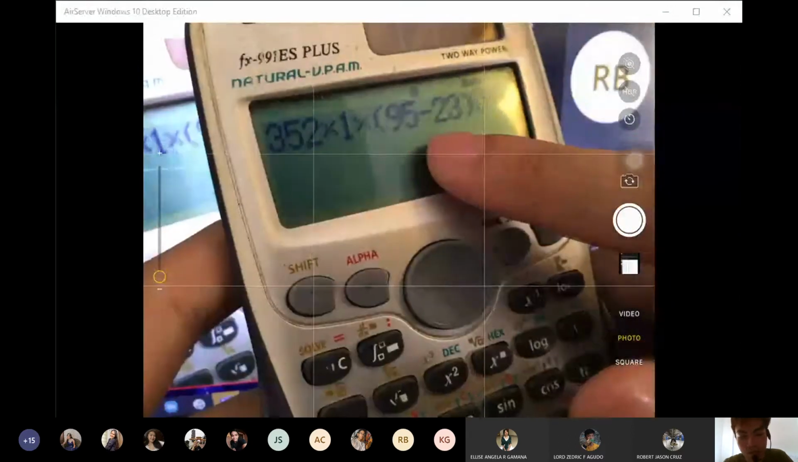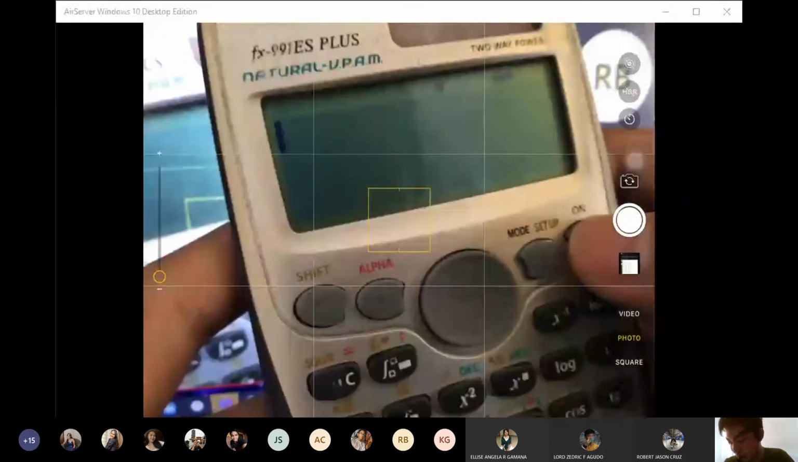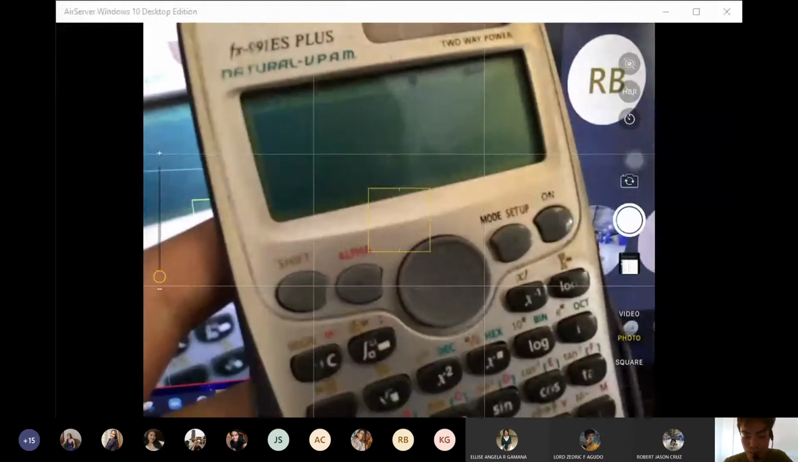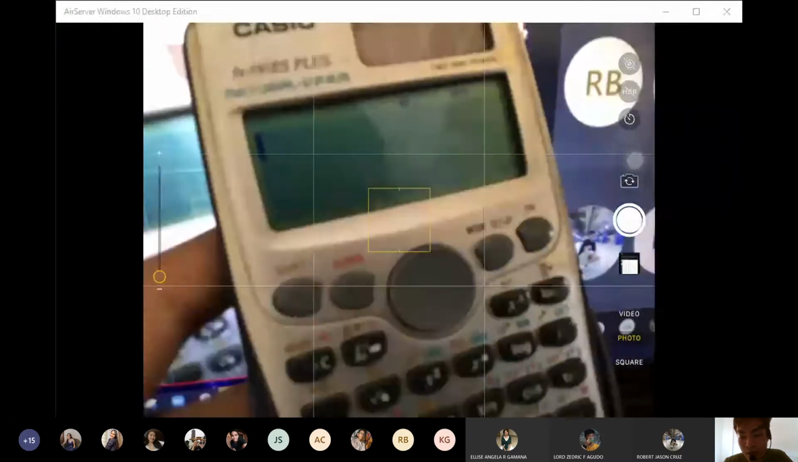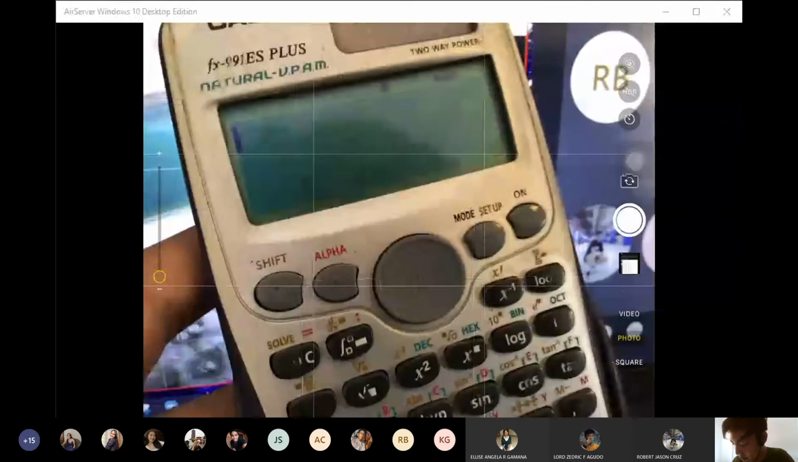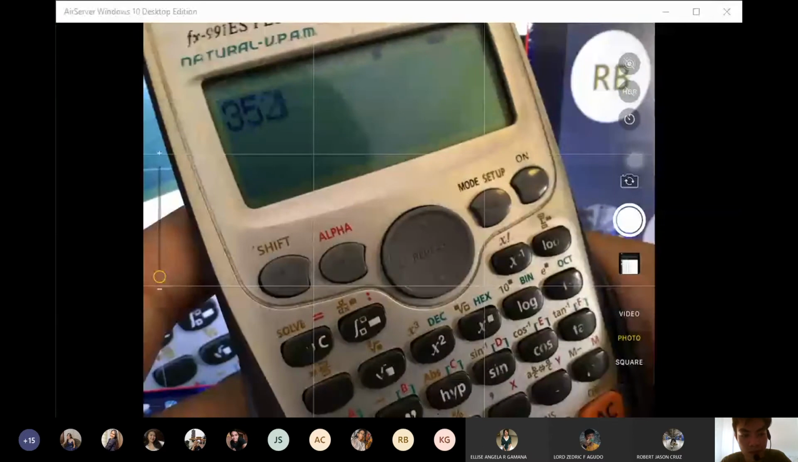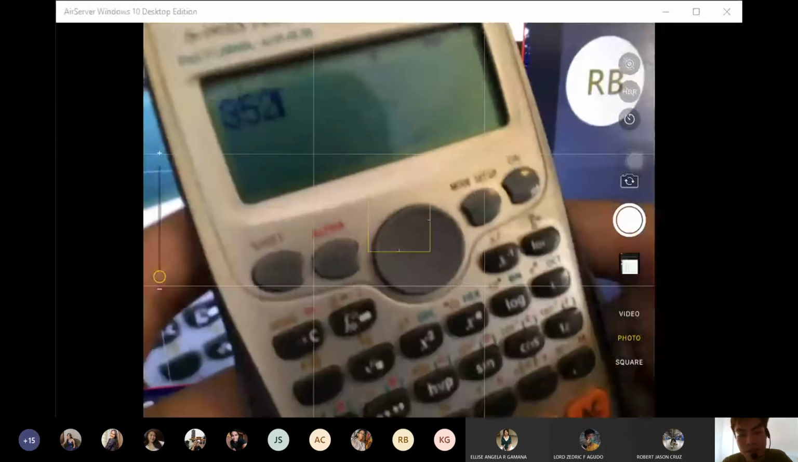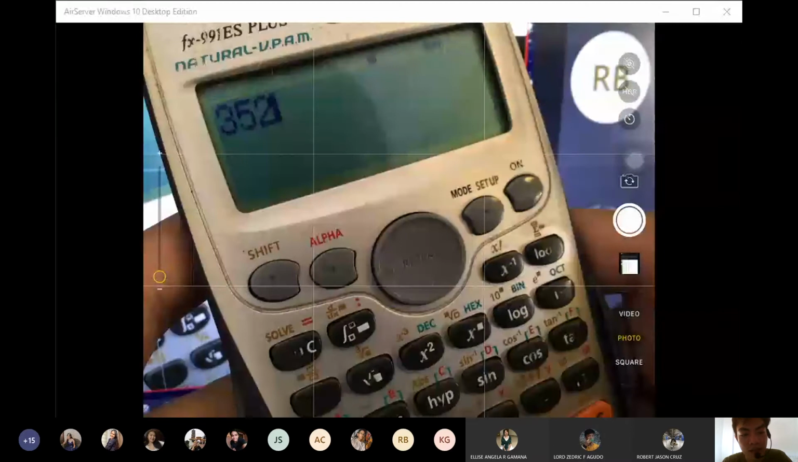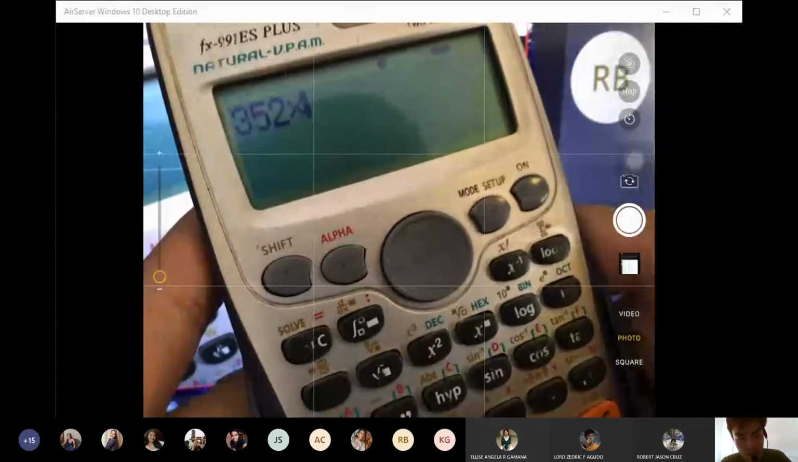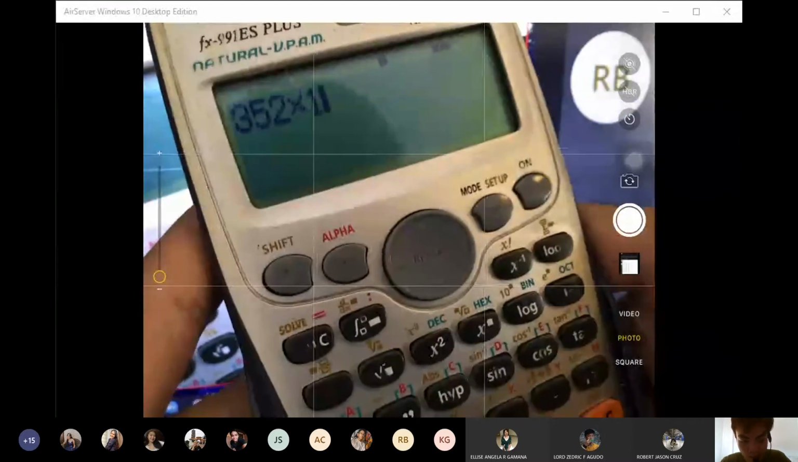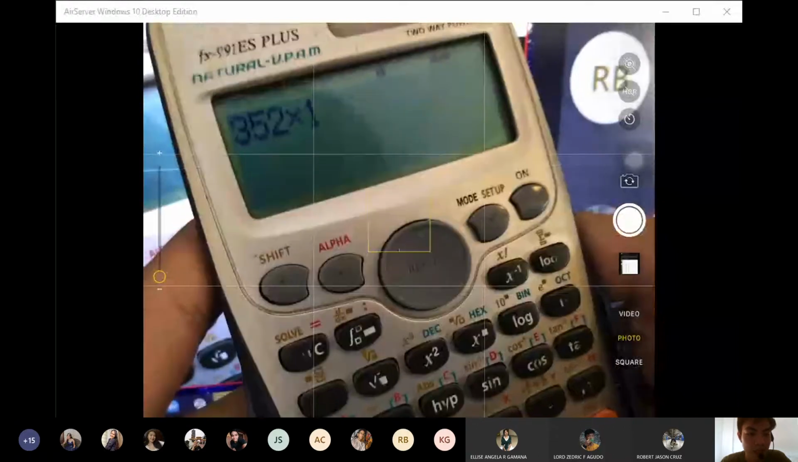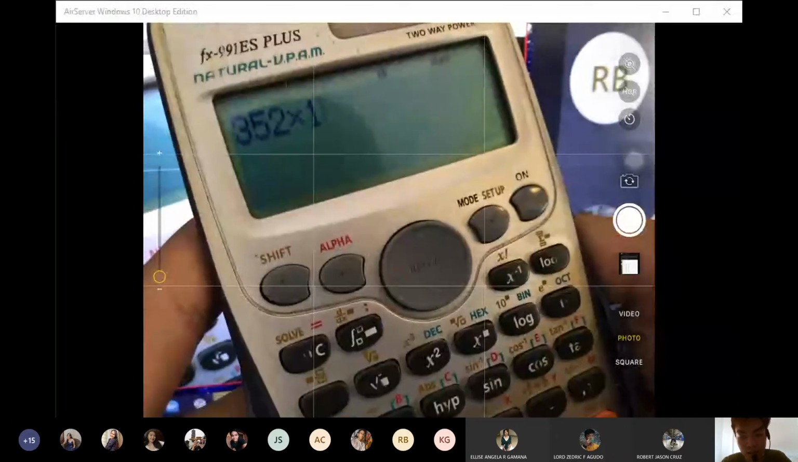Let's slow down and go back to the beginning. What will we do? Plug in the mass. The mass is 352. After plugging in the mass, the next is the specific heat. So, times the specific heat, which the problem says is 1. Then what's next? The mc delta T.